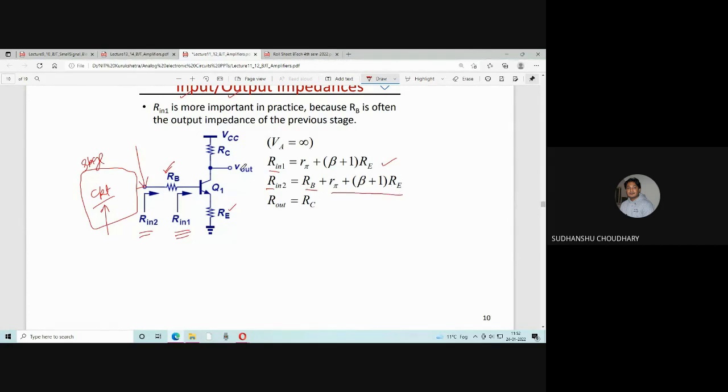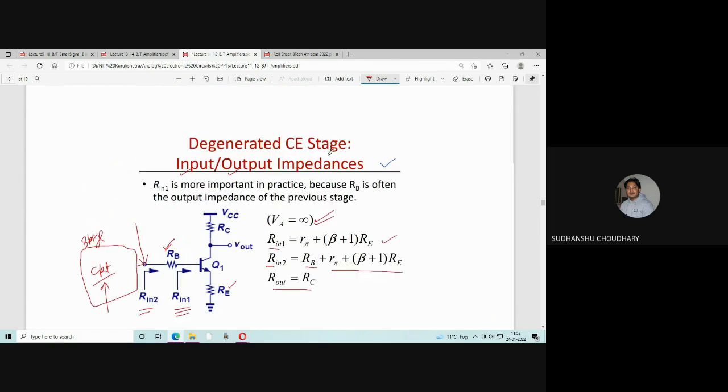Okay? And output impedance in absence of any early effect would be equal to simply RC. Otherwise R naught would also have come into the picture for output impedance. Okay? So this way one can find the input impedance of the degenerated common emitter stage with base resistor also.